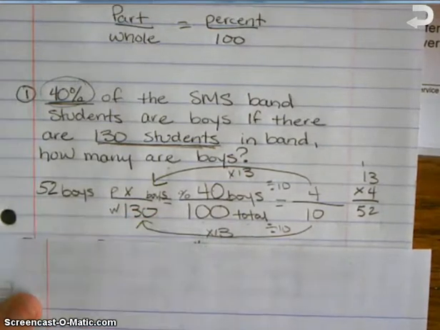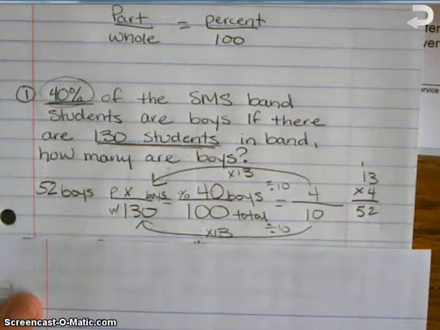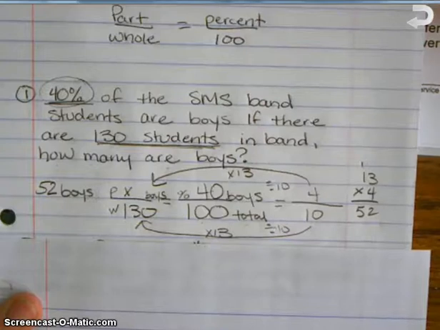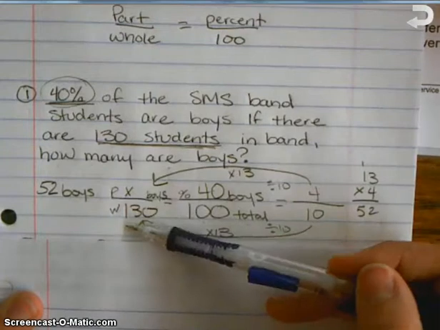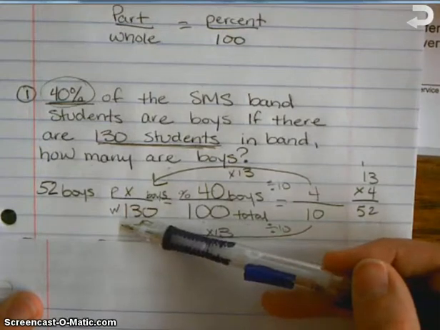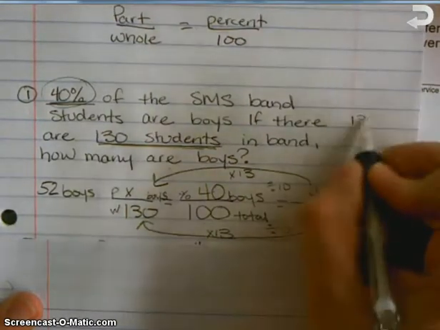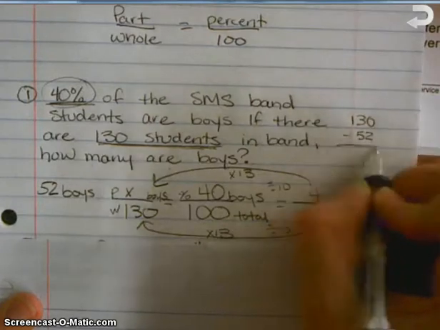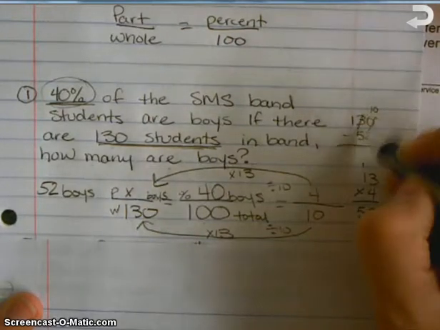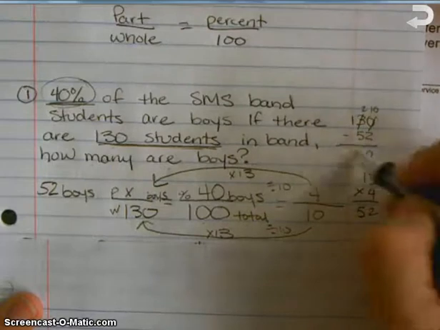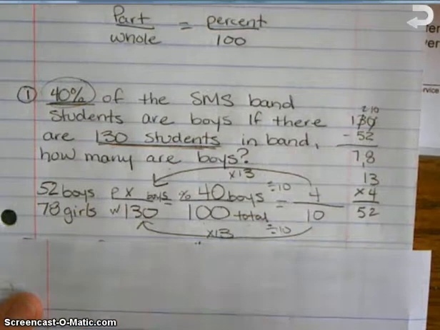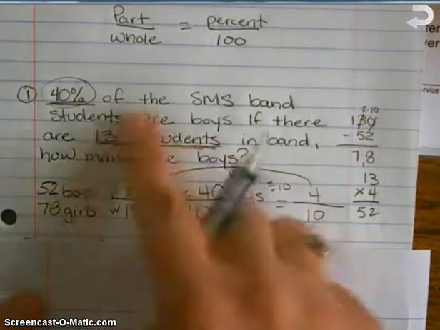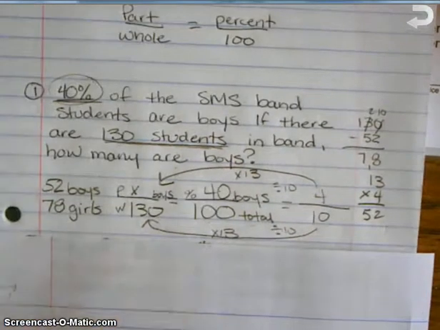So my answer is 52 boys. What if this question instead said how many are girls? If there are 130 students in band, we've already figured out that there are 52 boys. How many are girls? If there's 130 total, and we know that 52 of them are boys, what operation will we use to figure out how many are girls? That would be subtraction: 130 minus 52. 10 minus 2 is 8, so it will be 78 girls. Be careful what the question is asking you, because sometimes it will ask you a question different than your percent, and then you have an extra step.